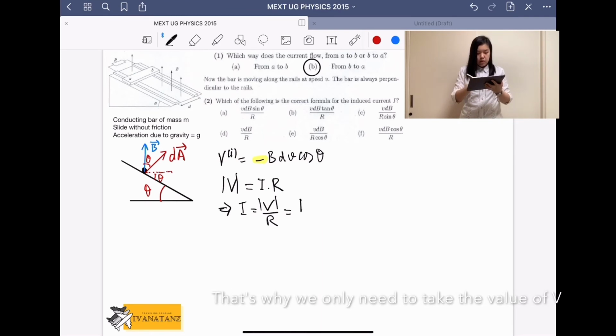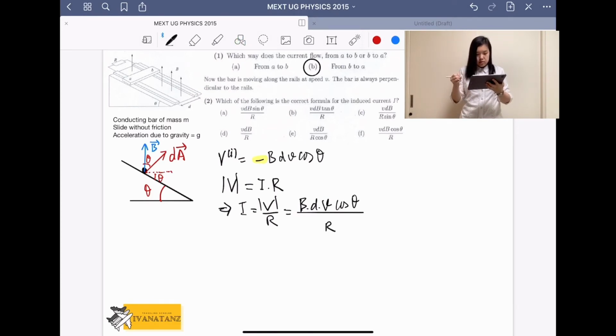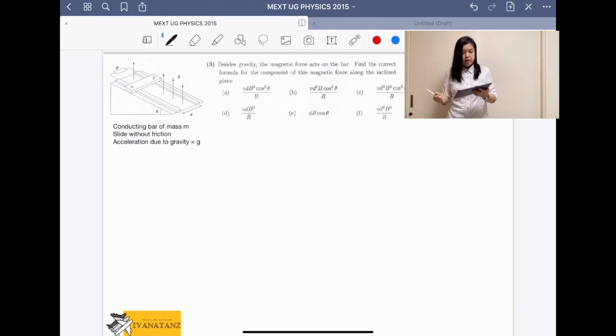We have B d v cosine theta over R. So the answer is F. Okay, now let's move on to the next question. Number 3. Besides gravity, the magnetic force acts on the bar. Find the correct formula for the component of this magnetic force along the inclined plane.